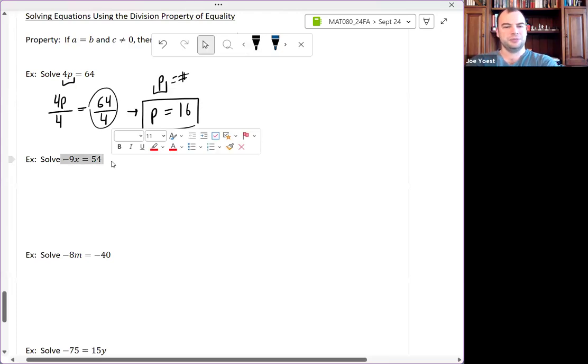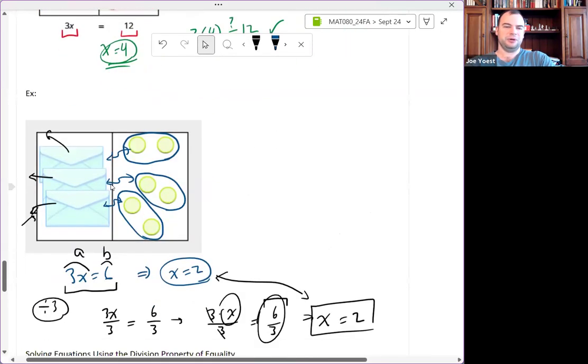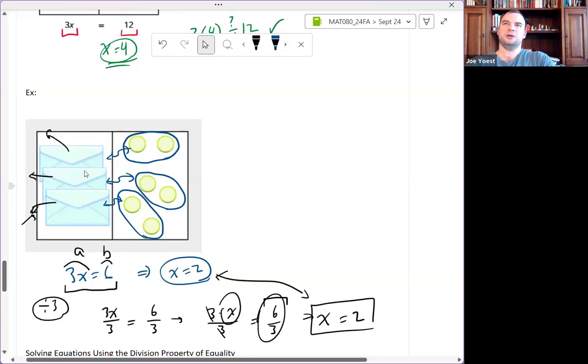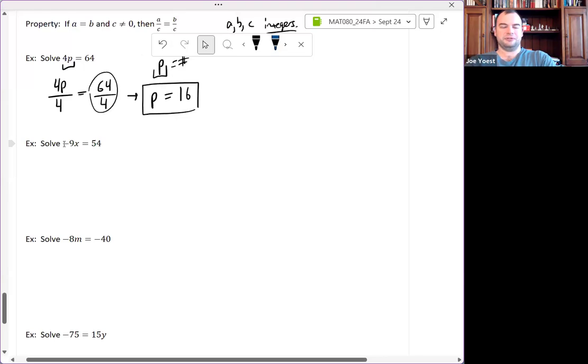What if I want to solve something like this? Negative 9x equals 54. It's a little difficult to model this. I mean, we would need red counters or red envelopes that would have counters that we take away or something. But yeah, exactly. We have to divide.